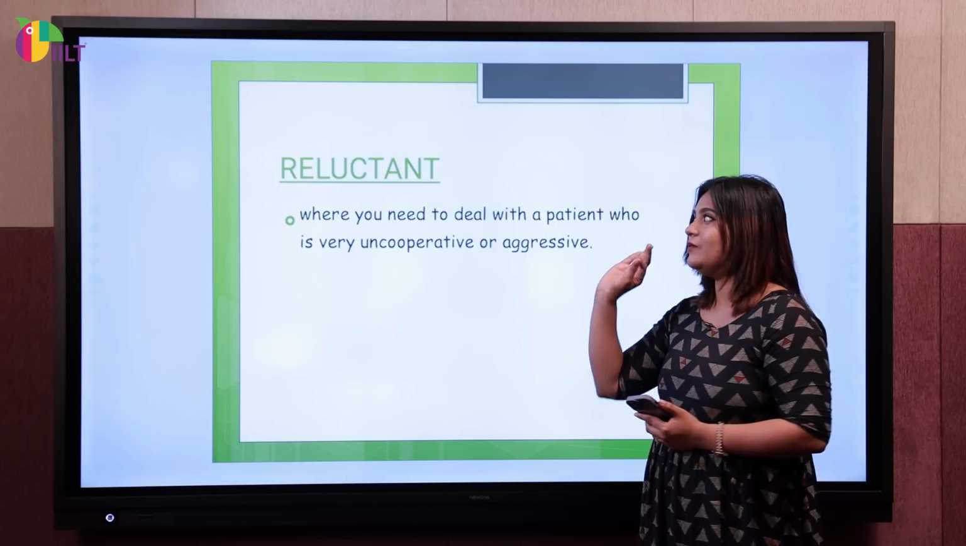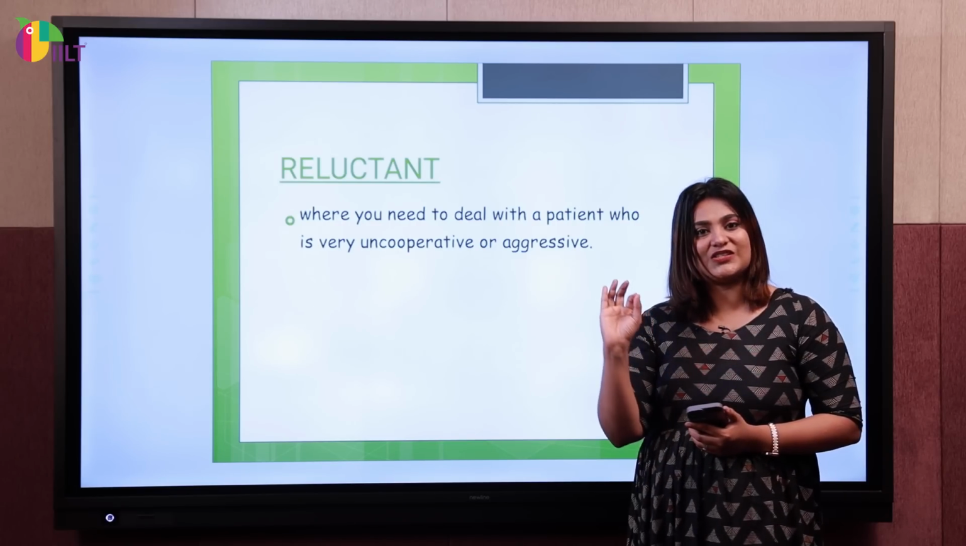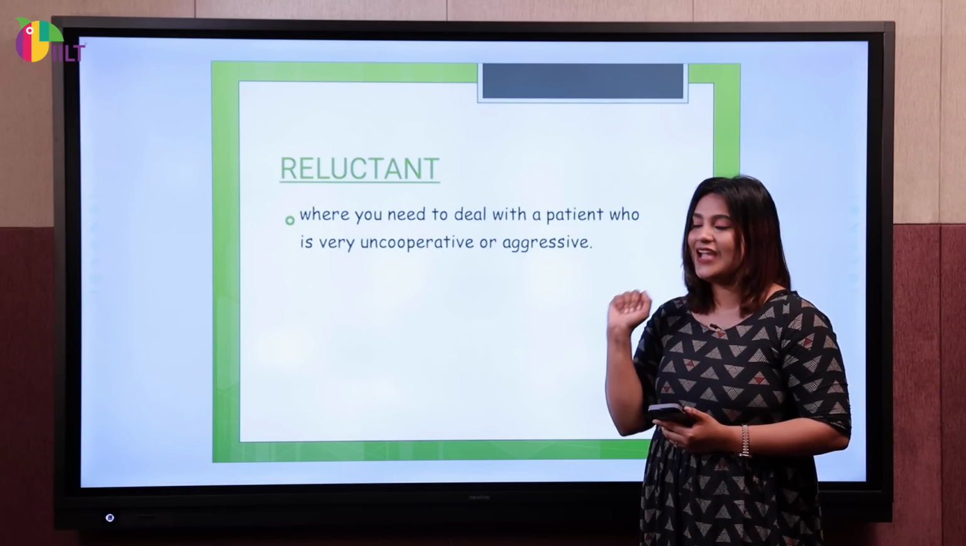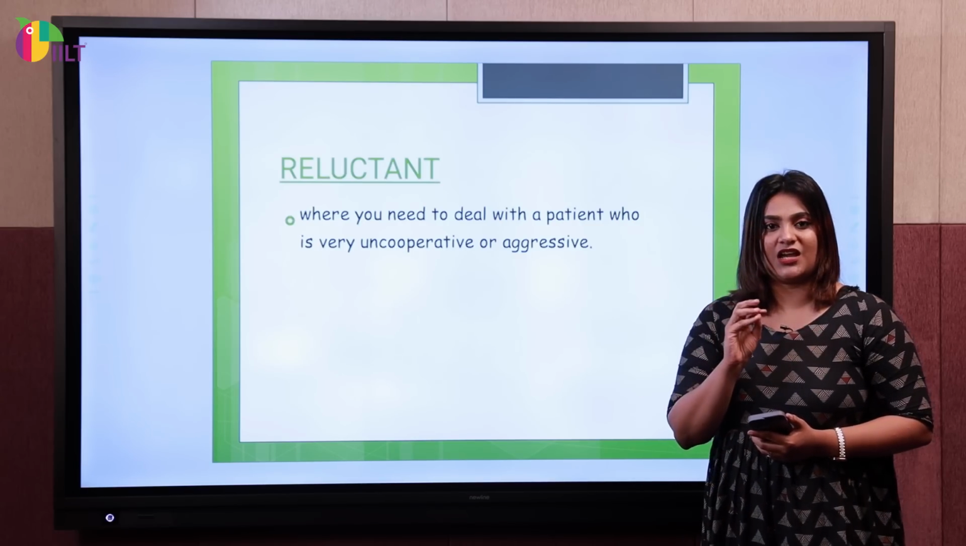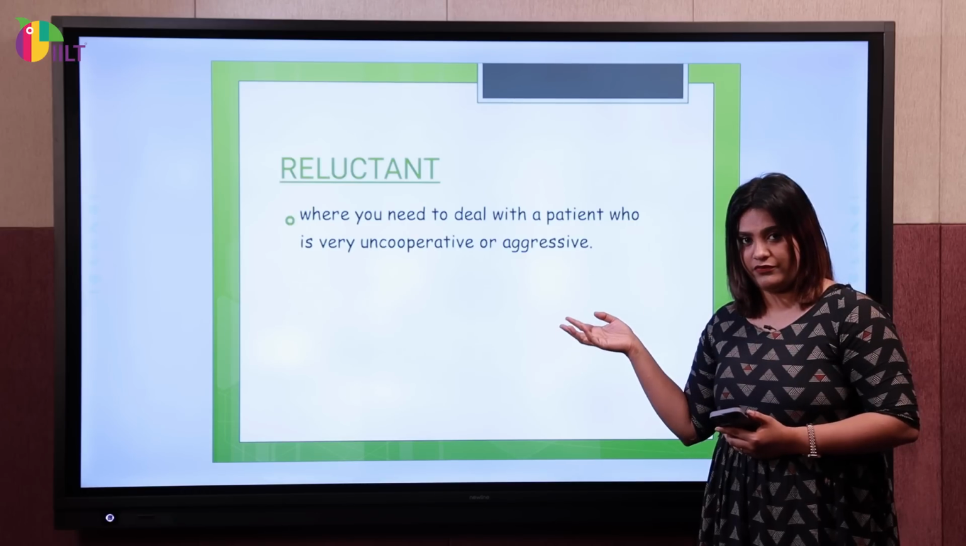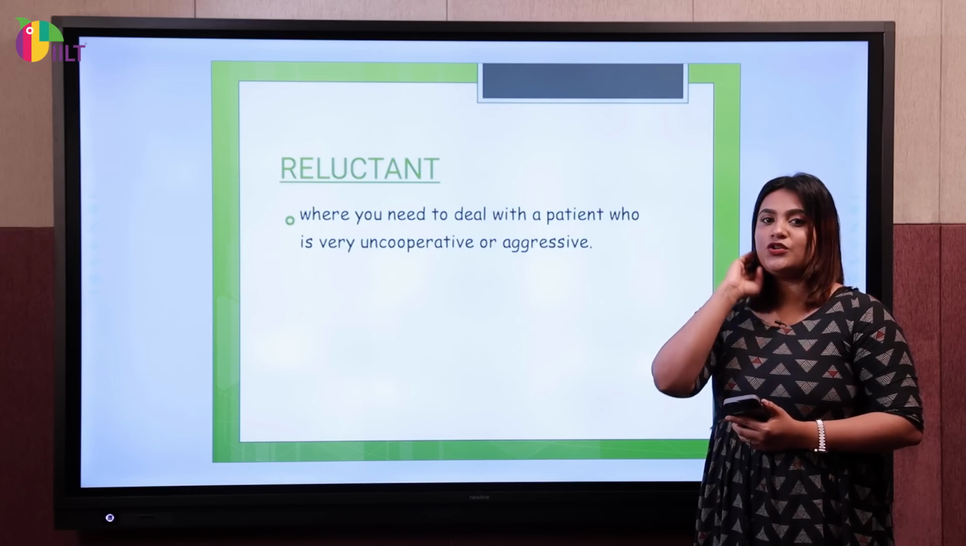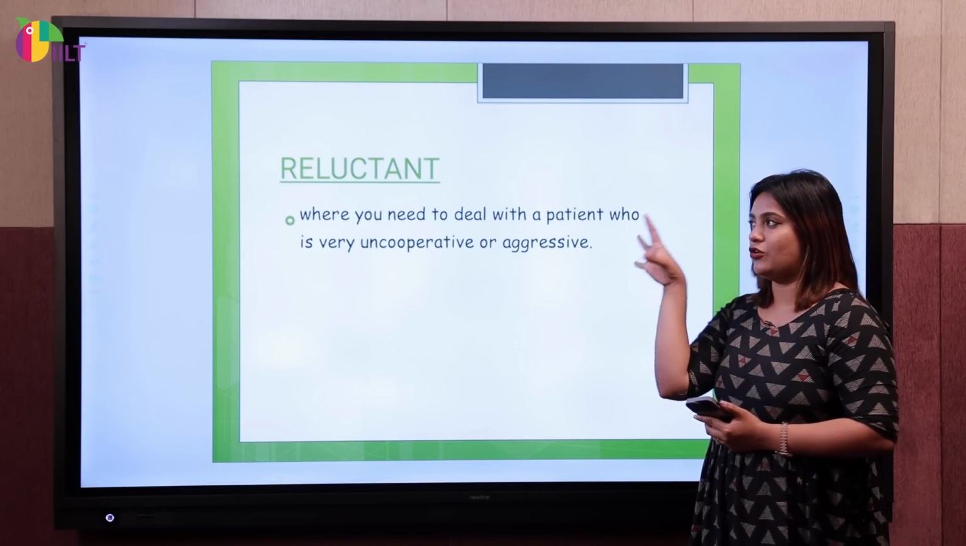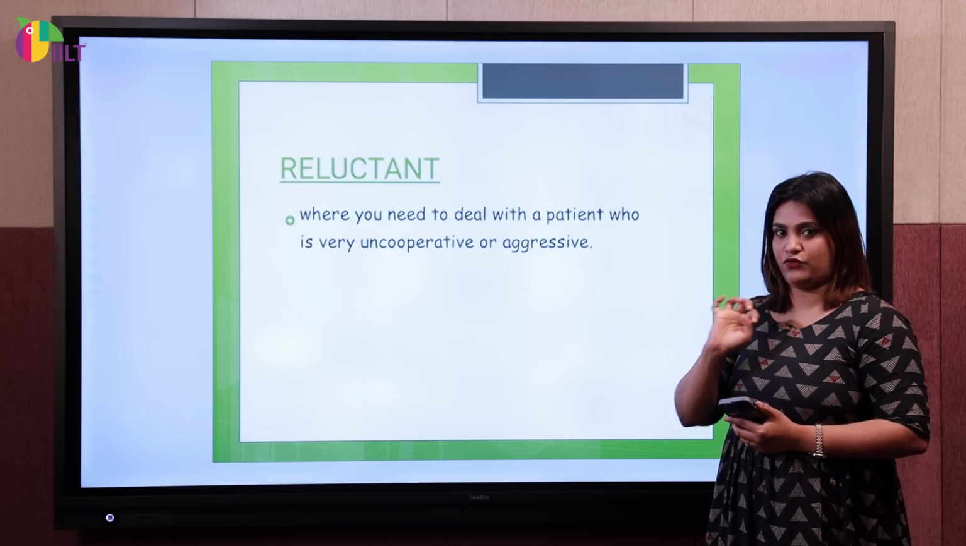So in today's session, we will be looking into certain statements that you can use when you're dealing with reluctant cases. Okay, so these are the types of role play cards. I have only picked the common ones. There are a lot of other formats too, but we are going to discuss these common 6 role play cards that you can expect for your examination.